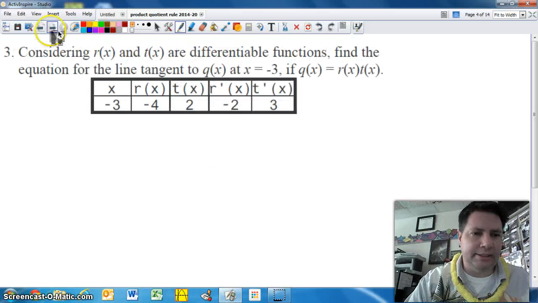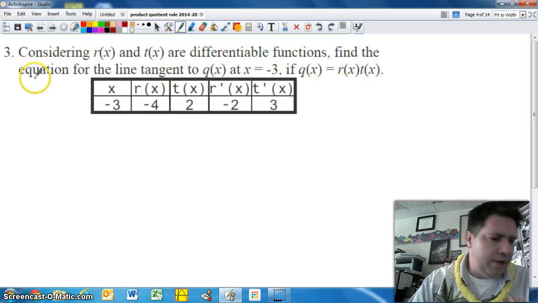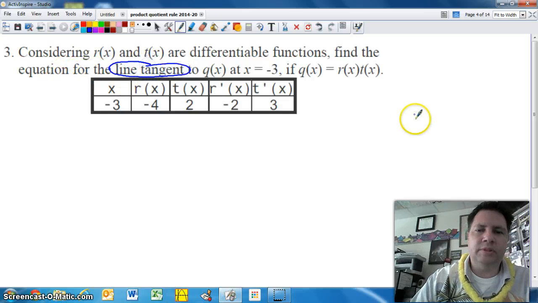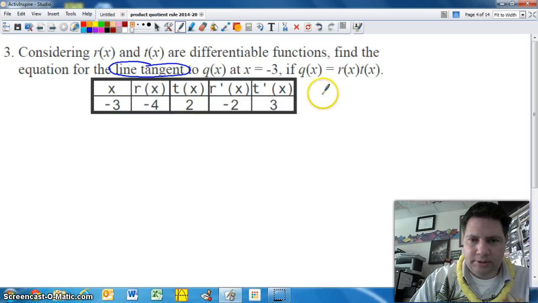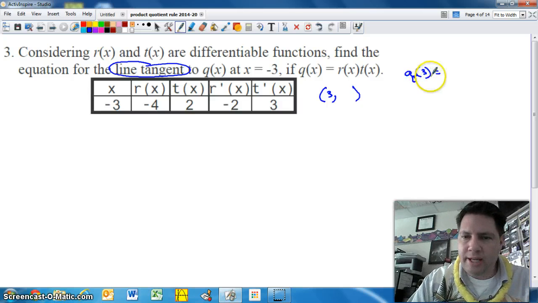Number 3. Another table, I like these. We've got Q is equal to R times T, and we want to find the equation of the tangent line. So tangent line means we've got to do a derivative again. So we need a point. So we've got 3 comma something, but we don't know what the other part is. So we need to find out what Q of 3 is. Well, Q of 3 is going to be equal to R of 3 times T of 3, because that comes from this right here.